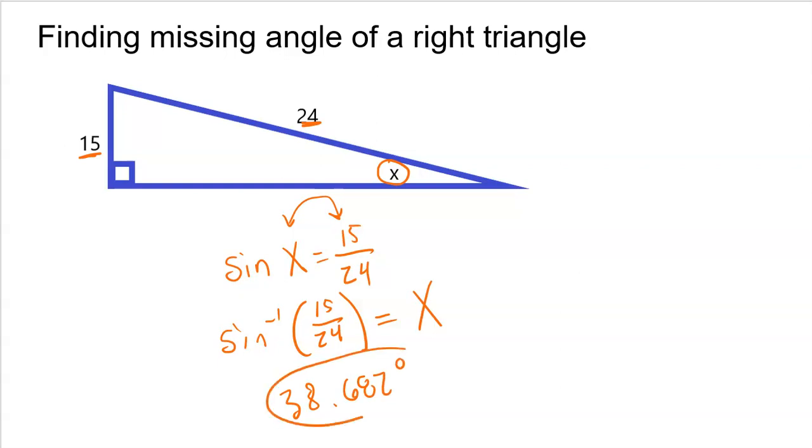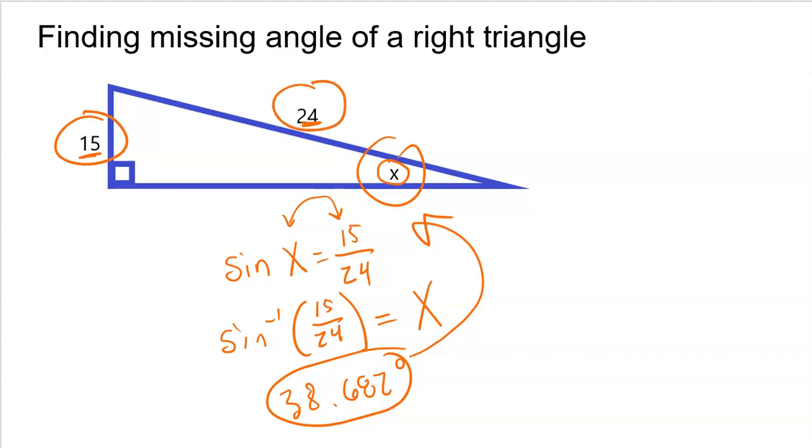38.682 degrees. That is this angle. That angle, 38.682 degrees, is the angle whose ratio of opposite divided by hypotenuse is 15 over 24. So easy. I mean, I can't make those any easier. All you got to do is pull the old switcheroo. If you're looking for the angle, switch your input and output. But again, you need to use an inverse to make that happen.